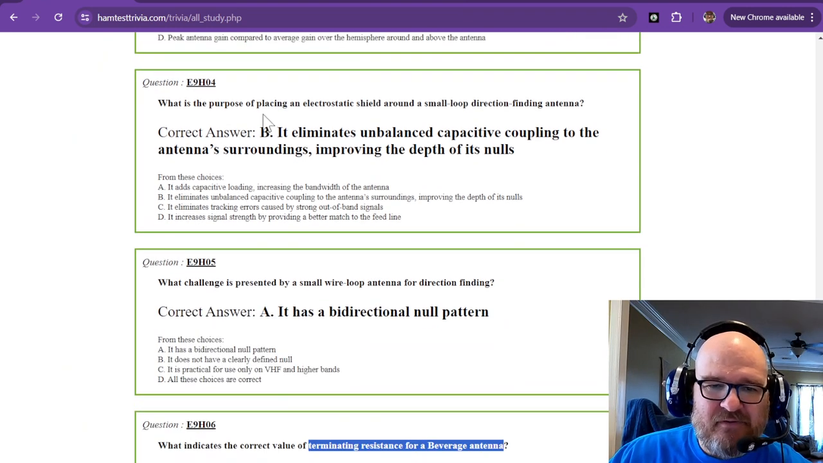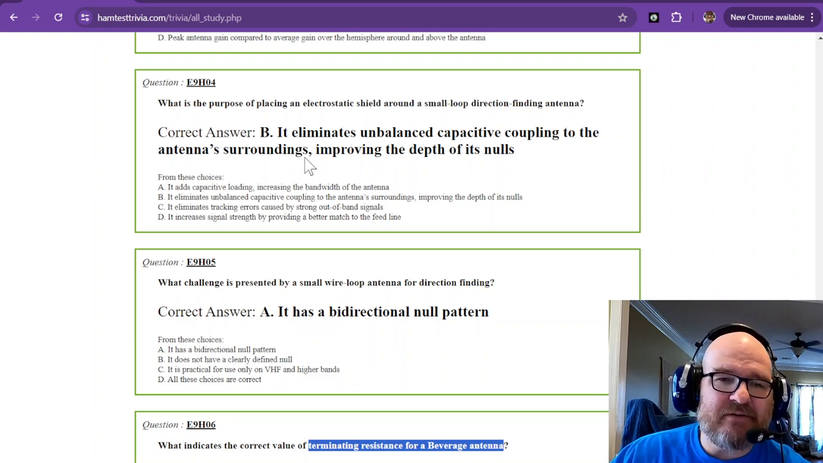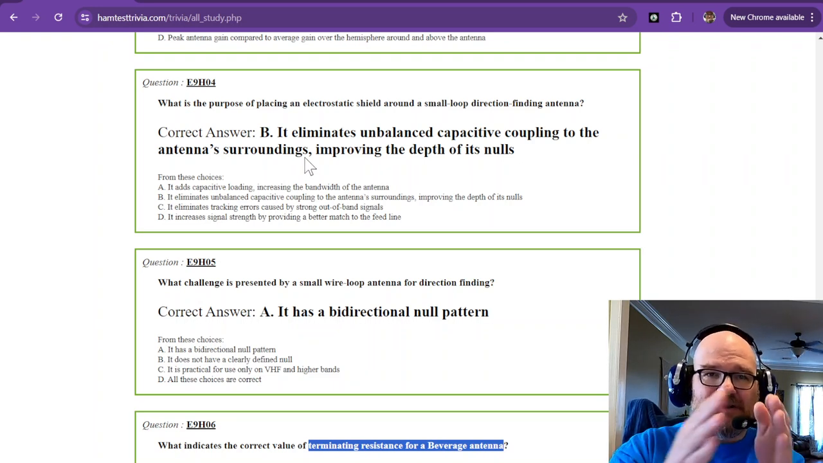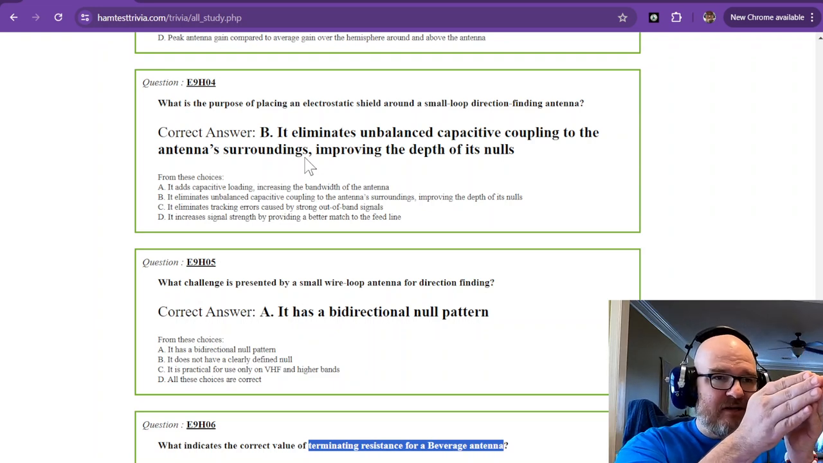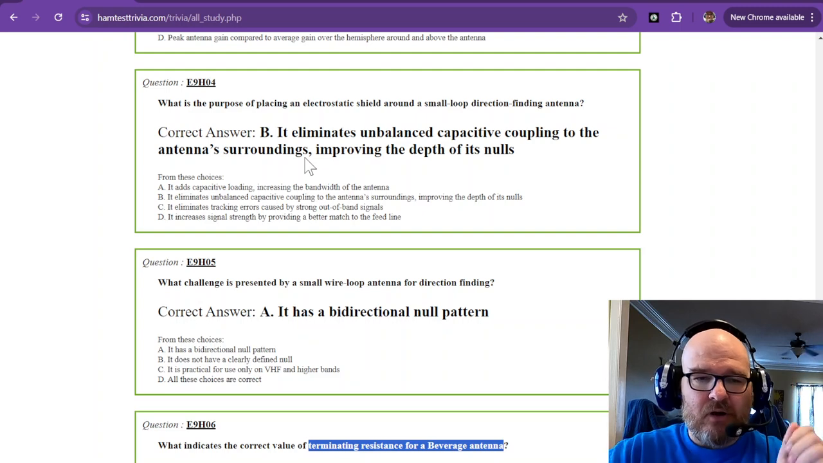What is the purpose of placing an electrostatic shield around a small loop direction finding antenna? It eliminates unbalanced capacitive coupling to the antenna surroundings, improving the depth of its nulls. So if you're wanting to find something directionally, you want to have some really good nulls so you can get a good point on what you're looking for.